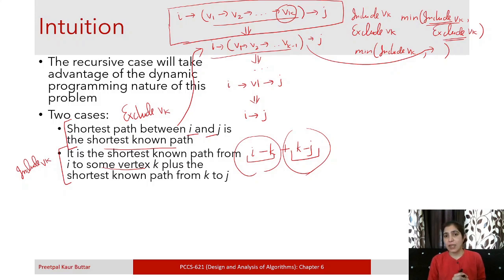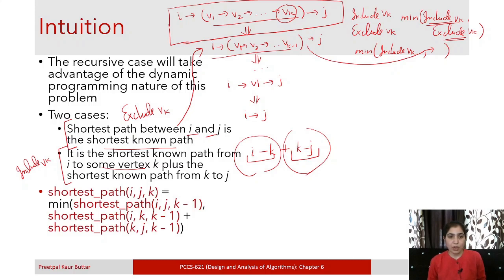Okay, so now we have both the answers. What is the answer with excluding Vk? What is the answer with including Vk? And whatever gives us the minimum path, the minimum or the shortest path, we will pick that answer. Okay, so the shortest path from I to j using the vertices from 1 to k, this k means you are using the vertices starting from 1 to k, is the minimum of the shortest known path by excluding k, right?